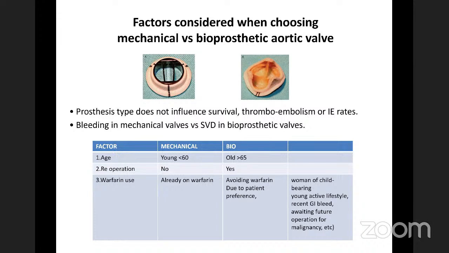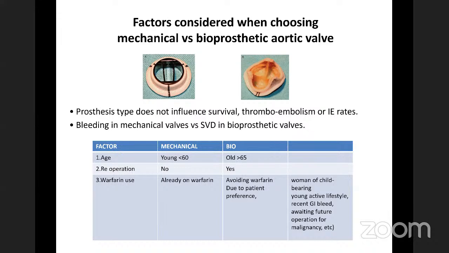The type of valve does not influence the following: it does not influence survival, thromboembolism, nor infective endocarditis rates. All these have the same rate in both valves. Bleeding is more frequent with mechanical. Structural valve deterioration is more frequent with bioprosthetic valve, the tissue valve.